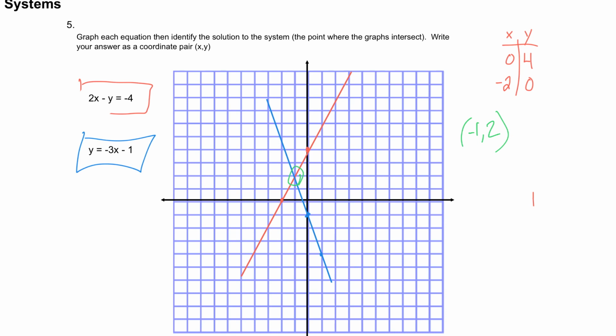I'm going to start by plugging it into the bottom one, the blue one, just because that's a little easier. Negative 3 times negative 1 is 3, minus 1 is 2. To plug it into that top equation, the 2x minus y equals negative 4, well, instead of x, it's negative 1. Instead of minus y, it's going to be minus 2, and it has to equal negative 4. So let's see if that happens. 2 times negative 1 is negative 2 minus 2. Does that equal negative 4? And it does. It's the solution.